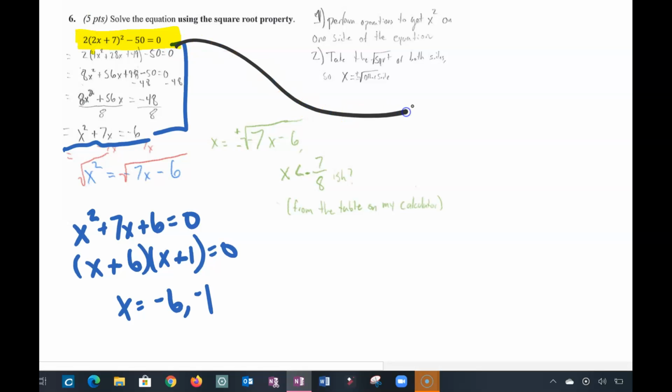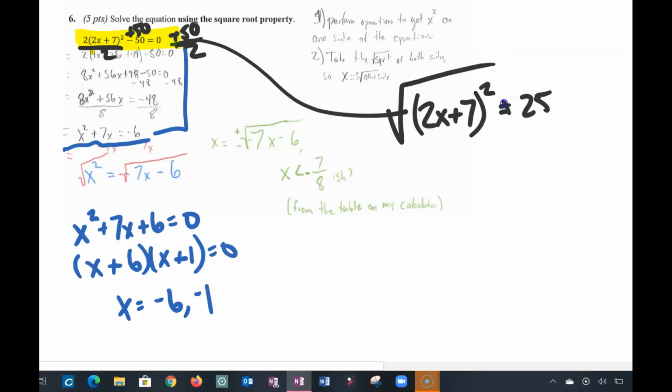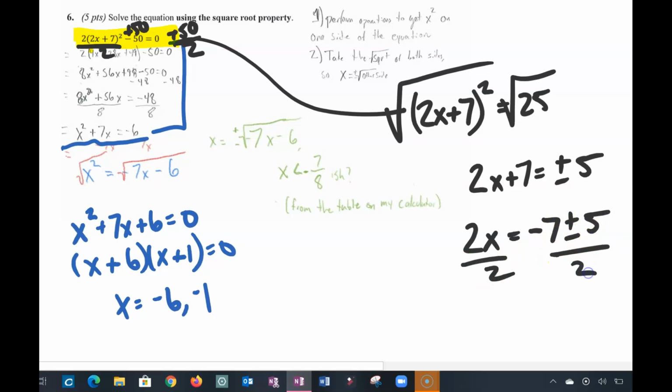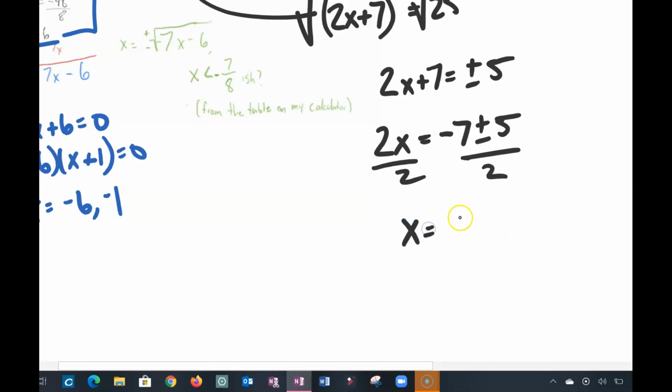So the square root property is if I isolate everything, right? So if I end up adding 50 to both sides, and then dividing both sides by 2, I end up with 2x plus 7 squared equals 25. Here, if I take the square root of both sides, I end up with 2x plus 7 equals plus or minus 5. So I have 2x equals minus 7 plus or minus 5, and then divide through by 2. I end up with x equals minus 7 plus or minus 5 over 2.